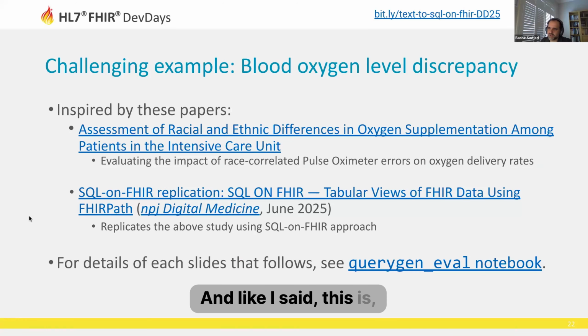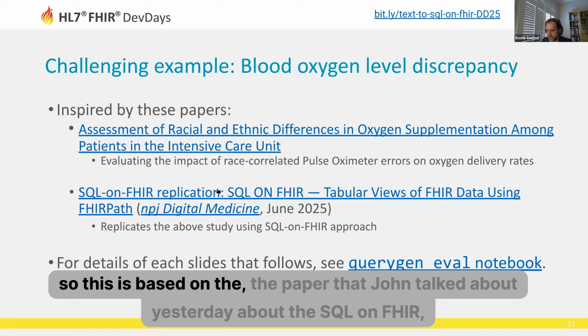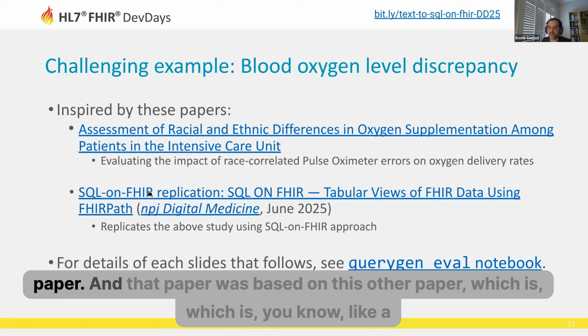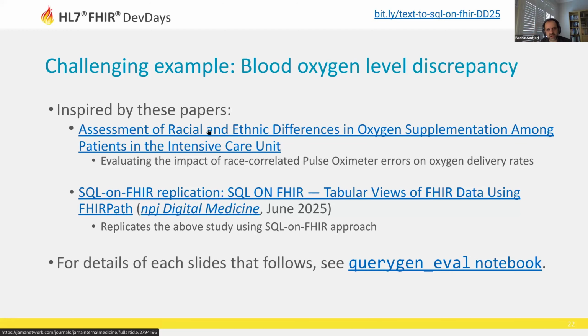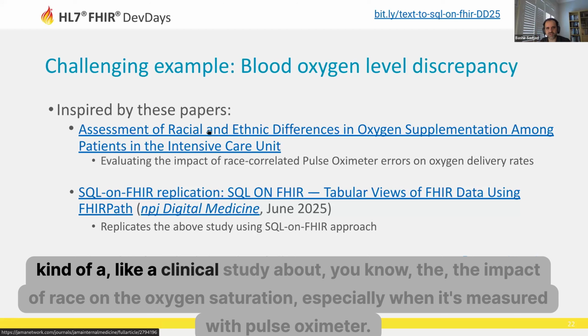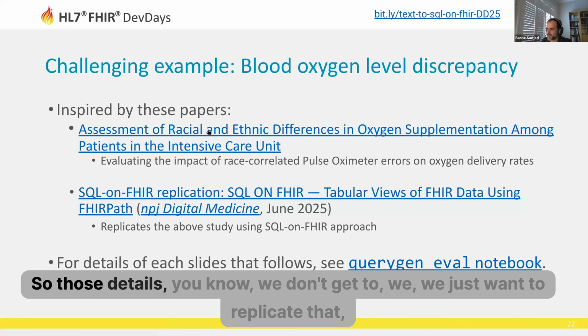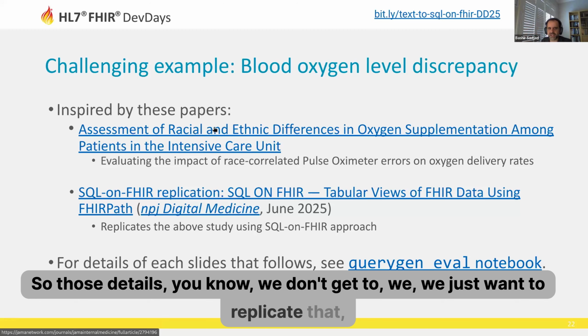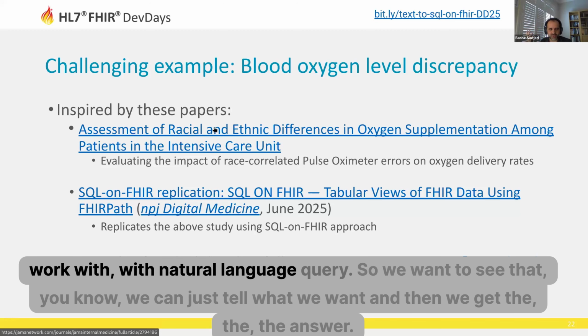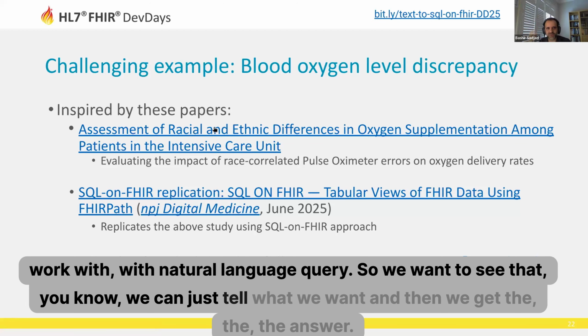Like I said, this is based on the SQL-on-FHIR paper that John talked about yesterday. That paper was based on another paper, a clinical study about the impact of race on oxygen saturation, especially when measured with a pulse oximeter. Those details we don't get into. We just want to replicate that work with natural language queries. We want to just tell what we want, and then get the answer.